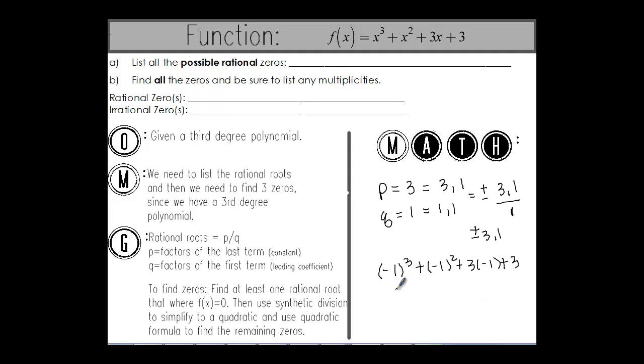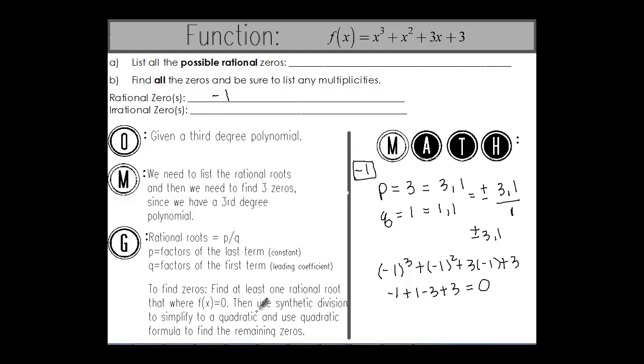When I go through and simplify this, I get -1 plus 1 minus 3 plus 3. -1 plus 1 is 0. 0 minus 3 is -3. -3 plus 3 is 0. So I know I found one zero that works, which is -1. So I know -1 is one of my rational zeros.